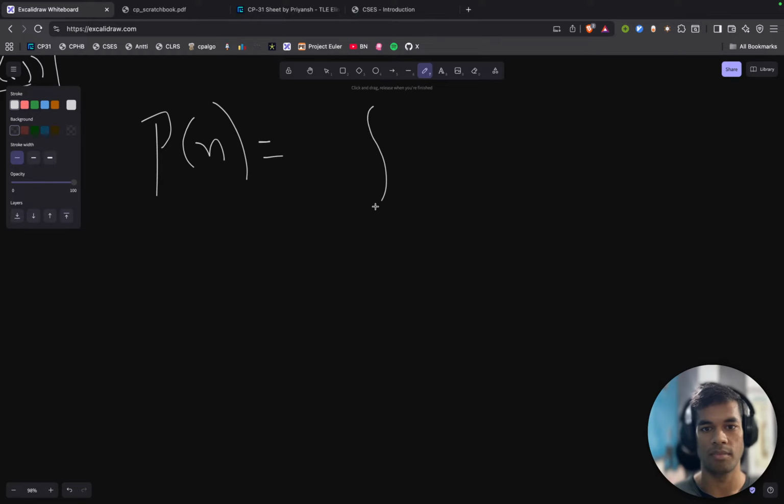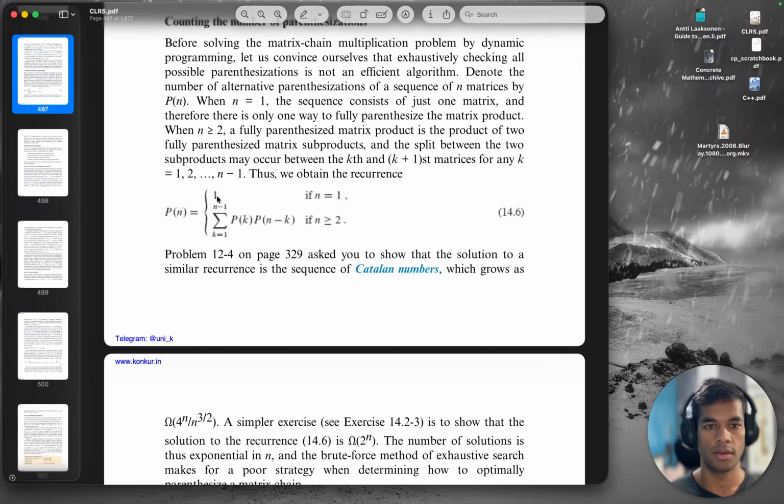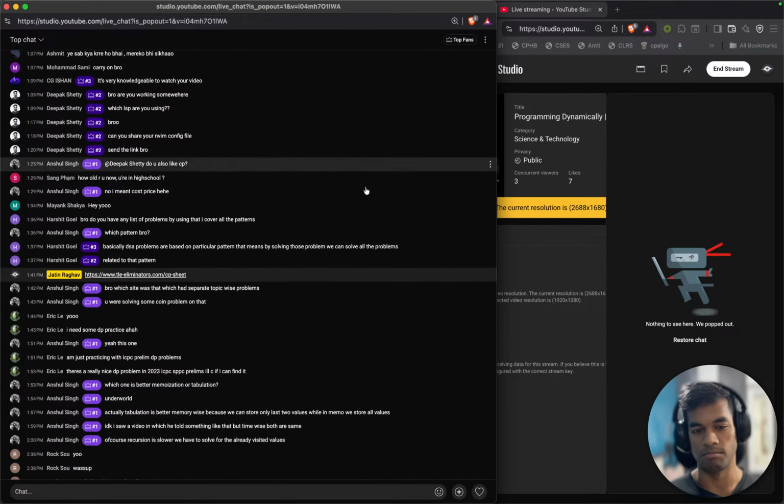And yeah, this is the recursion. P of n returns 1 when n equals, wait, it returns 0 when n equals 1. Huh? It returns 1 when n equals 1. What the heck even is it? The number of ways to parenthesize a matrix.